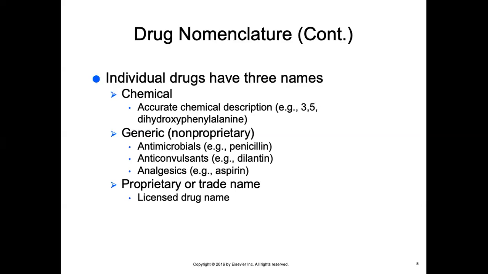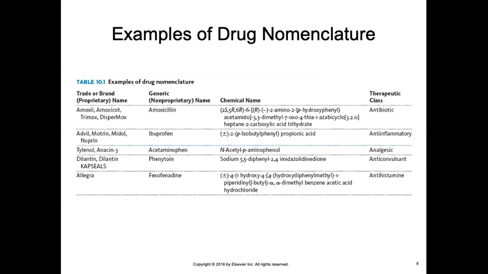If a drug is made by a lot of different manufacturers, the list of proprietary names can be lengthy. As an example, Procaine has at least 24 different trade names, all given by the different drug companies that produce them. So you can see some examples here. Trade name for amoxicillin: Trimox, Dispermox, there's more. The chemical name is listed there to the right.